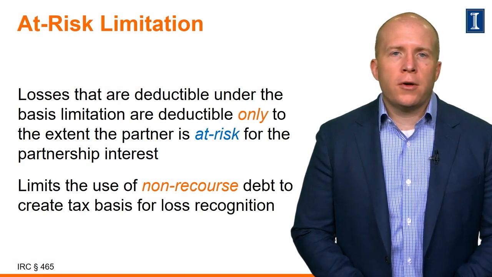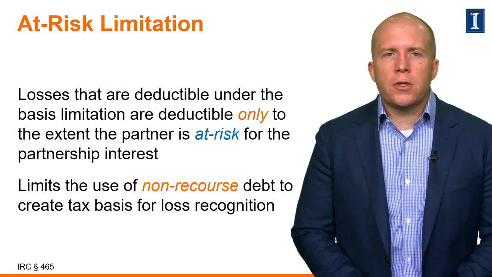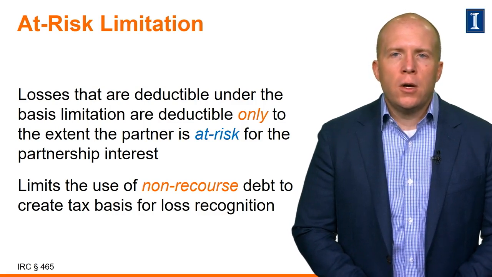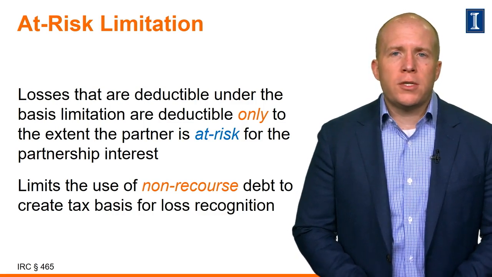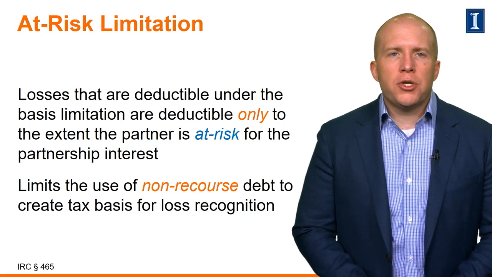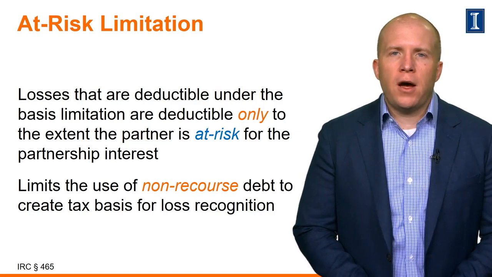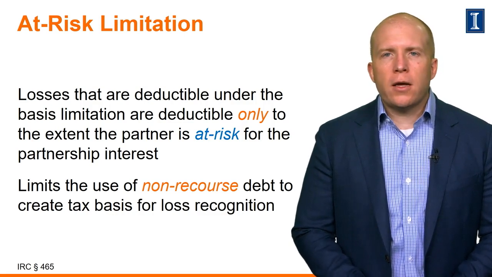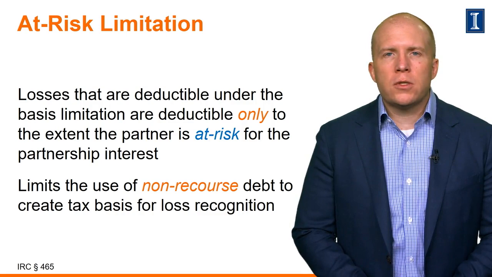Second, the at-risk limitation provides that losses that are deductible under the basis limitation are deductible only to the extent the partner is at risk for the partnership interest. Recall that partners allocated recourse debt have economic risk of loss, whereas partners allocated non-recourse debt do not, meaning the risk of loss on such debt is borne by the lenders. Therefore, the at-risk limitation, which is detailed in Section 465, limits the ability of partners to use non-recourse debt as a means of creating tax basis to recognize losses from the partnership to reduce taxable income.